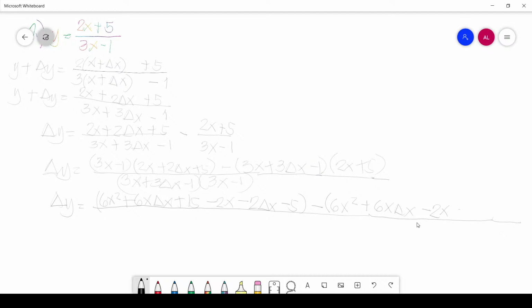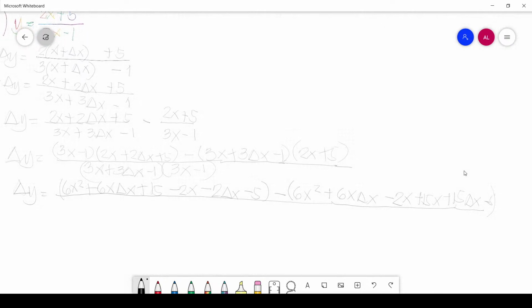Then 5 times 3x is 15x. Then 5 times delta x, 15 delta x minus 5. Minus 5. Okay? Then copy the denominator: 3x plus 3 delta x minus 1 times 3x minus 1. Okay?